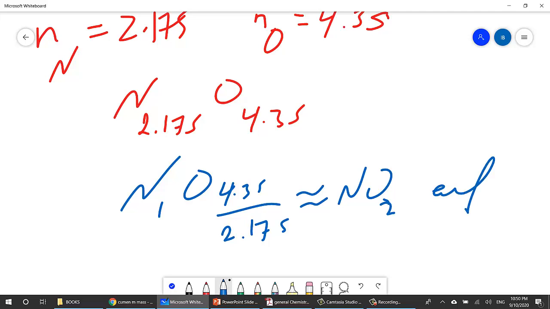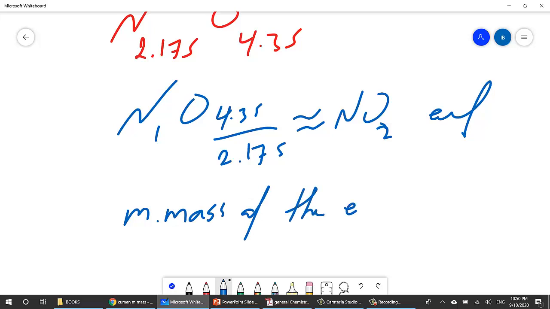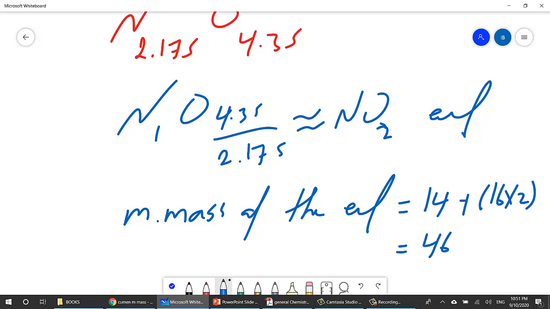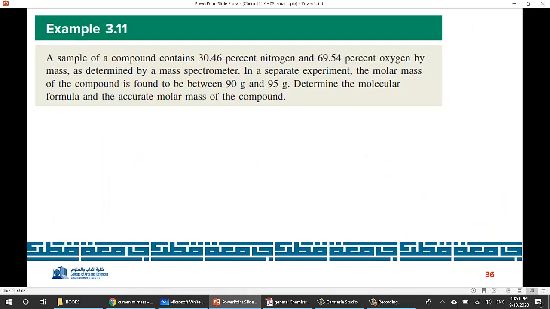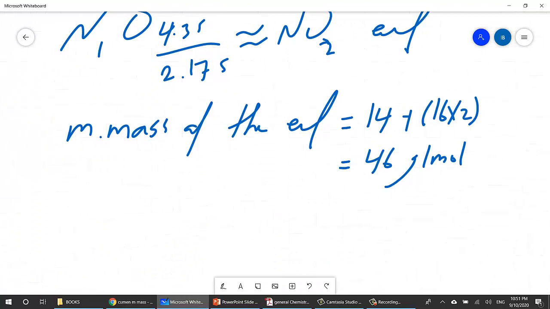Again, the question is, what is the molar mass of the empirical formula? Because we need to see if this compound is right or not. So the molar mass of the empirical formula is equal to 14, because nitrogen is 14, plus 16 times 2, so 32 plus 14 is 46 gram per mole. But in the question it says the compound is between 90 and 95 gram per mole. Okay, there's a typo in the question. It says gram per, it should say gram per mole, not a gram. So 46, that doesn't sound good.